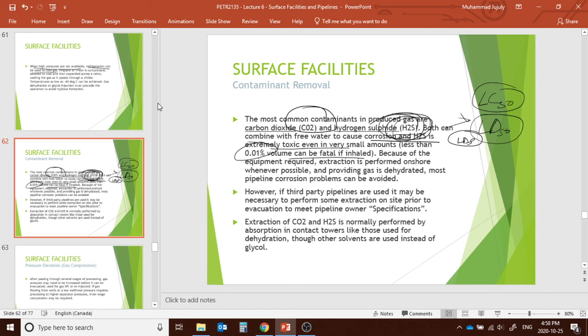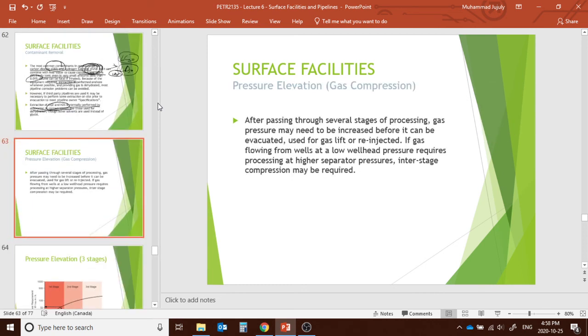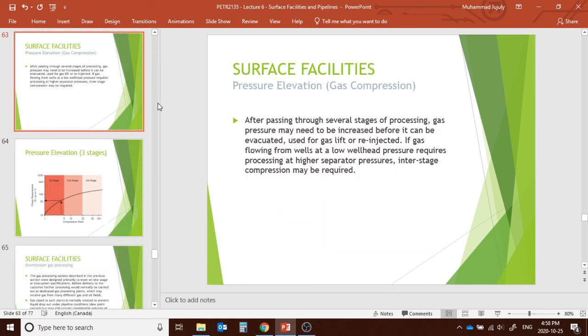Okay, so because hydrogen sulfide is very toxic, we have to extract the hydrogen sulfide and the carbon dioxide from the natural gas. So how can we extract carbon dioxide and hydrogen sulfide? By using an absorption tower. Okay, that's how we can remove these toxic materials. And this is the compression tower.